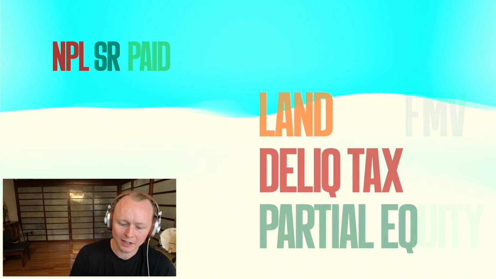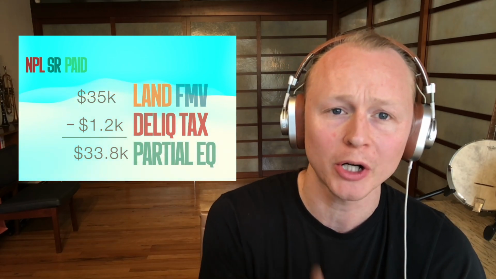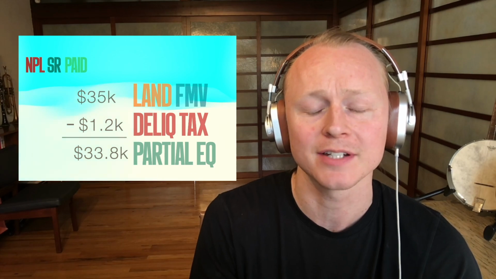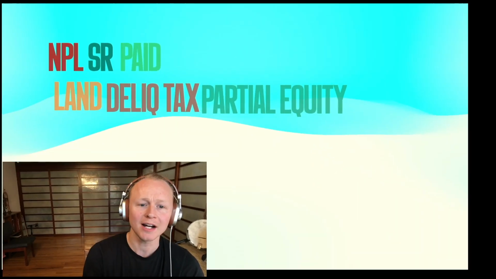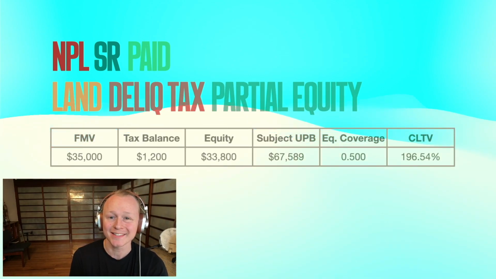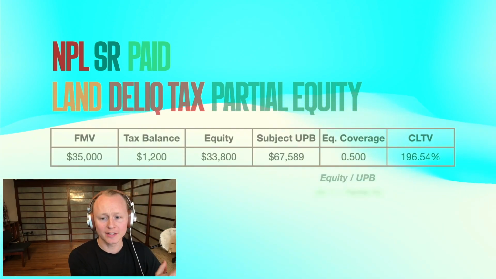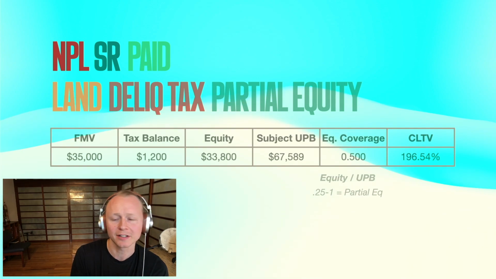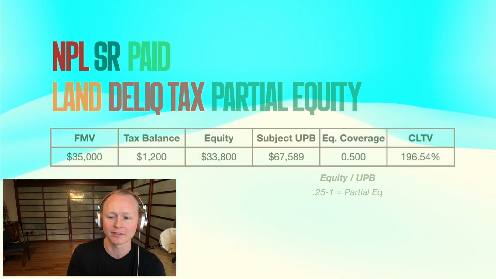So in this case, let's look at the fair market value to start, of the vacant land, which was $35,000. There was a delinquent tax balance of $1,200, which left us with a partial equity position of $33,800. The reason that was partial equity, as you'll see here, is because the subject UPB, our principal balance, was over $67,000. So when we take the equity in the deal divided by the UPB to calculate the equity coverage, we see that it is about 0.5 or 50% coverage.